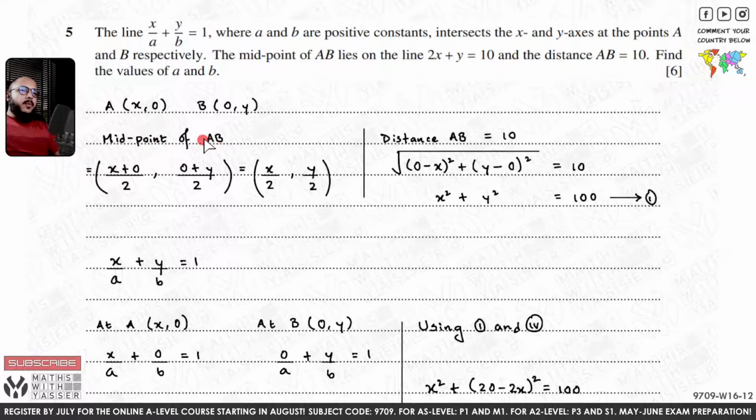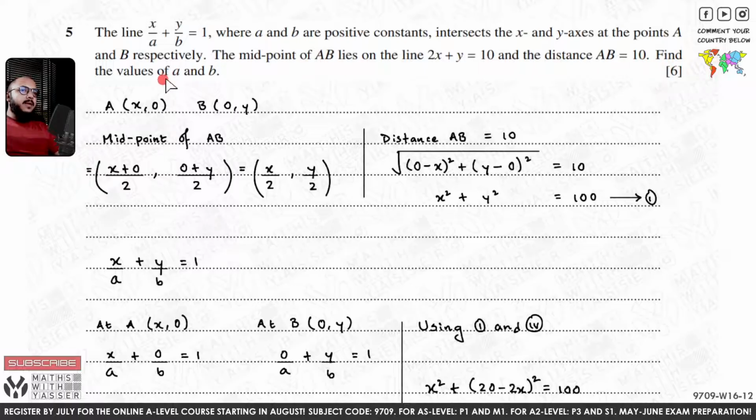So let's find the midpoint of AB. The midpoint of AB must be, we will be using the formula (x1 plus x2) over 2 and (y1 plus y2) over 2. So (x plus 0) over 2 comma (0 plus y) over 2 gives us x over 2 and y over 2. This is the midpoint, and this midpoint lies on the line 2x plus y equals 10. It also says that the distance AB is equal to 10.